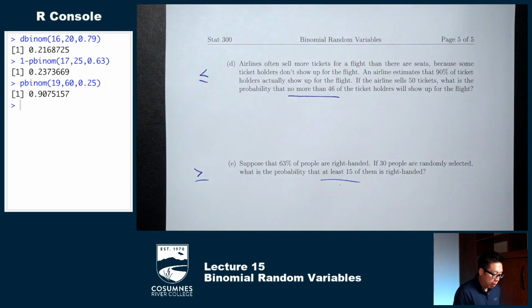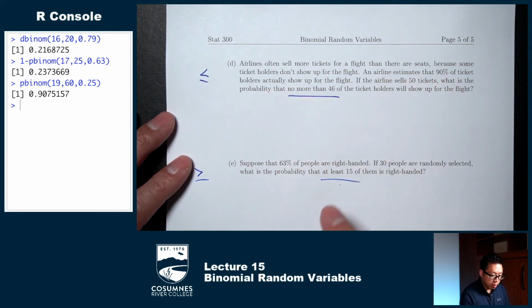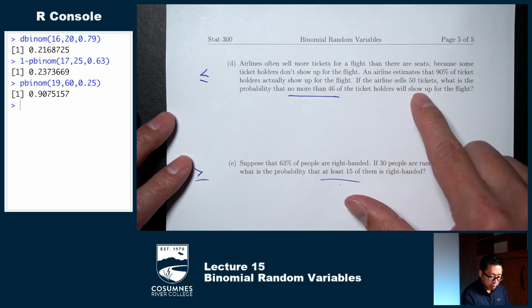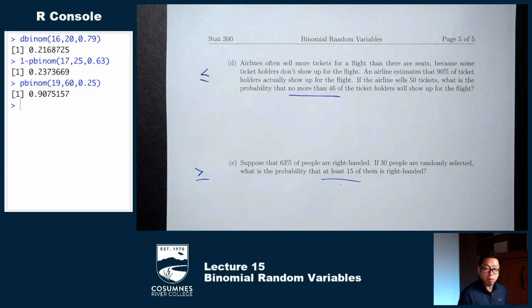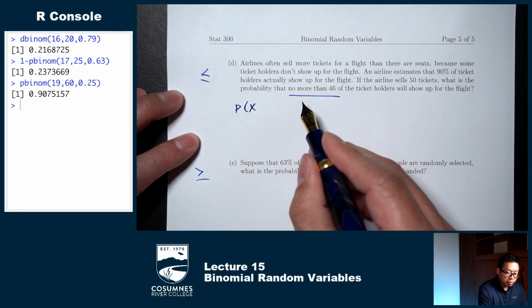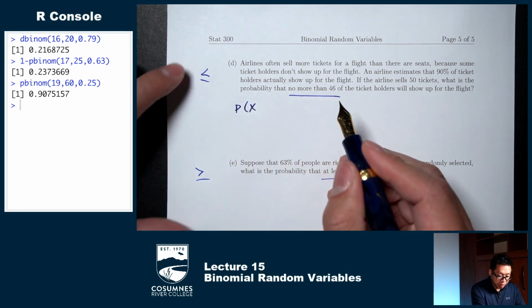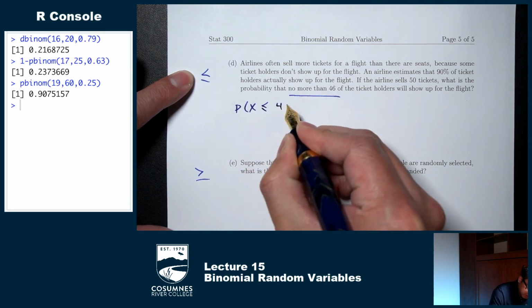Part D. Airlines often sell more tickets for a flight than there are seats because some ticket holders don't show up for a flight. An airline estimates that 90% of ticket holders actually show up for the flight. If the airline sells 50 tickets, what is the probability that no more than 46 of the ticket holders will show up for the flight? In symbols, what we're looking for here is the probability of x, no more than, we said translate it to a less than or equal, 46.